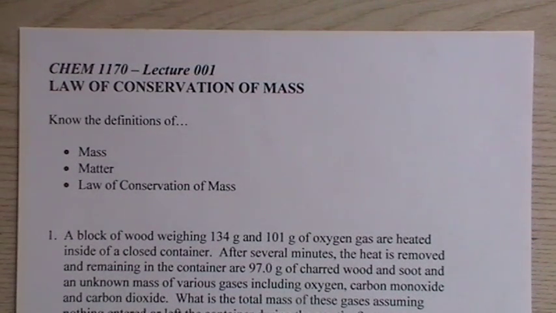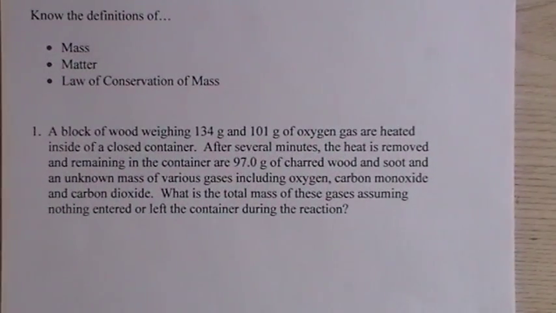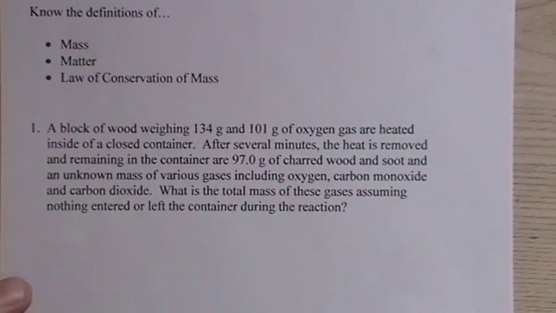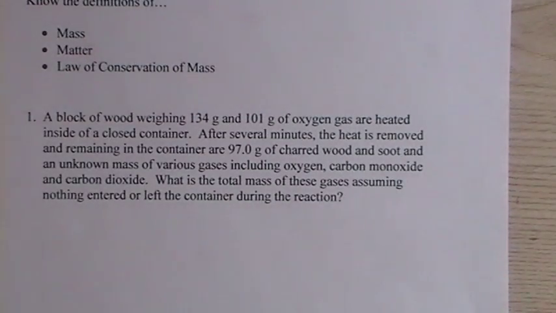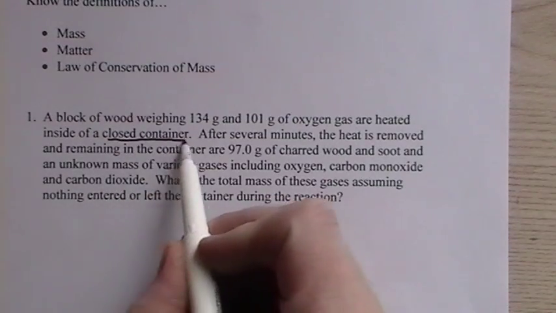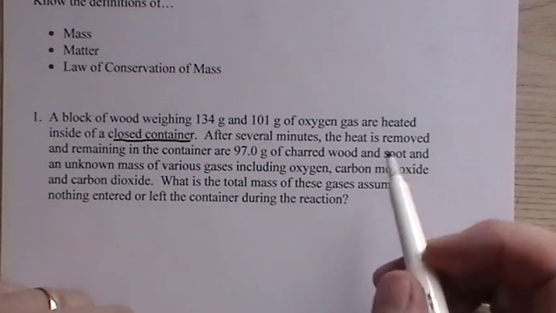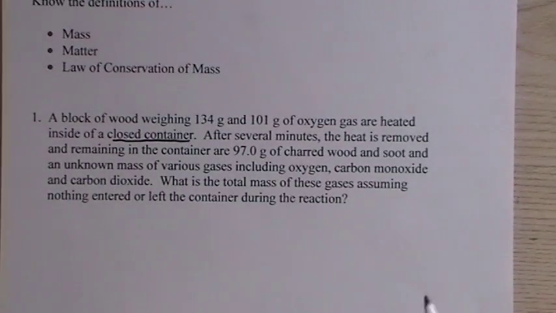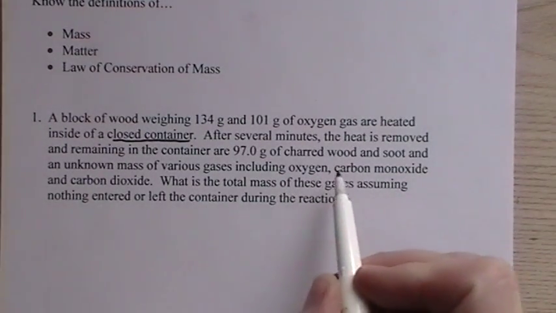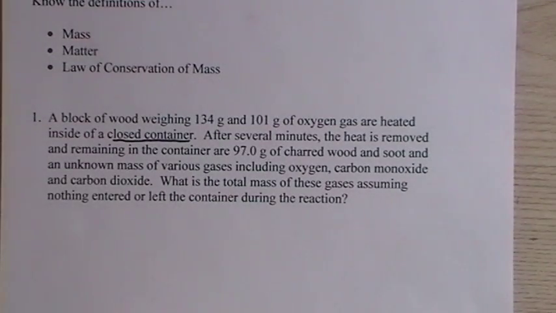So we can use this to our advantage to figure out a few different kinds of problems. I have three here that we're going to try, three different ones. Let's look at this first one here. A block of wood weighing 134 grams and 101 grams of oxygen gas are heated inside of a closed container. That's really important. That closed container assures that we can't lose any of the mass. Everything's trapped inside. After several minutes, the heat is removed, and remaining in the container are 97 grams of charred wood and soot, and an unknown mass of various gases. What is the total mass of these gases?